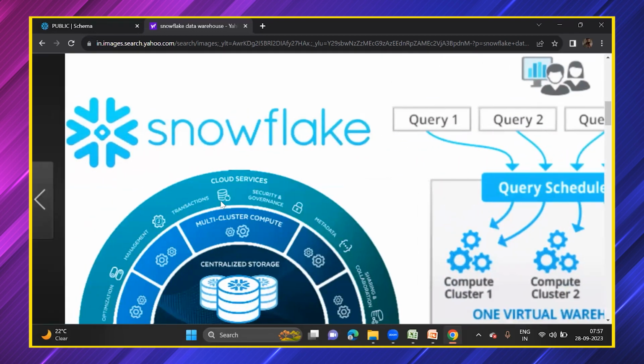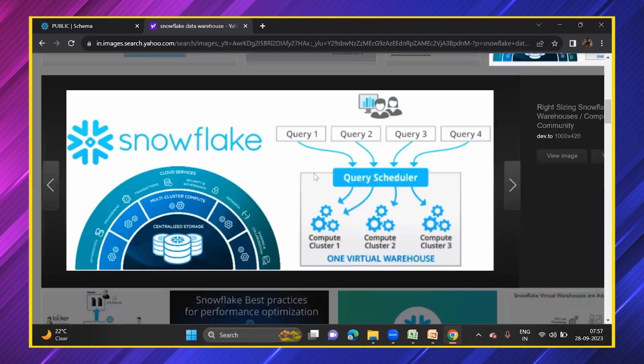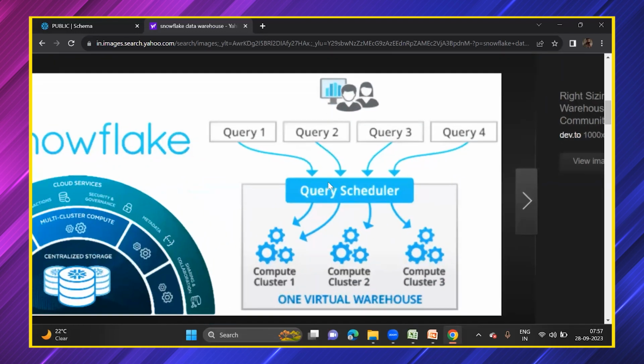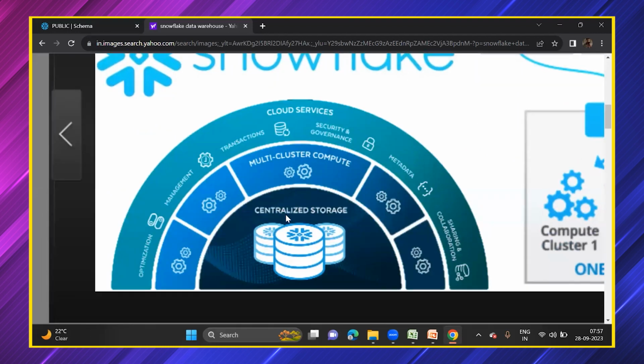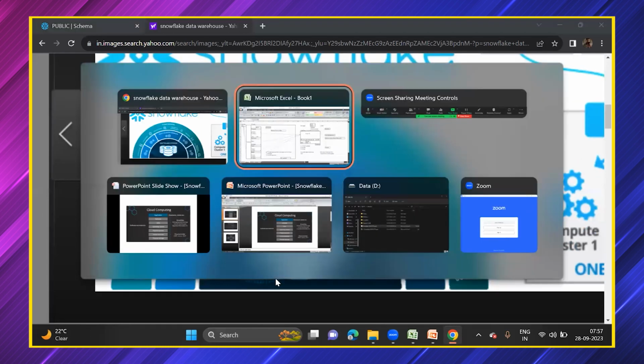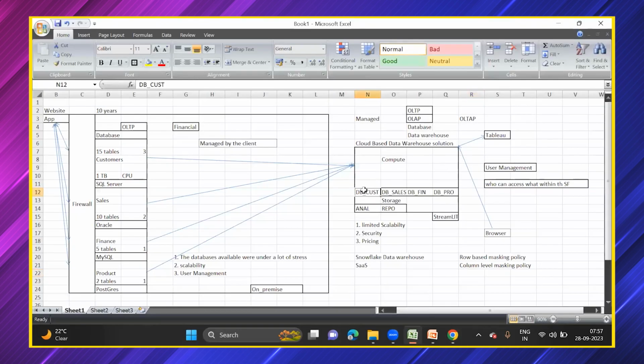So here you can see this is your Snowflake data warehouse. Don't look at this image, we will see it later on. I just want you to focus on this diagram. If you talk about the Snowflake data warehouse, we have a centralized storage. It is very important to understand that the storage is centralized for all the different users in one place. We are not having multiple copies of data.